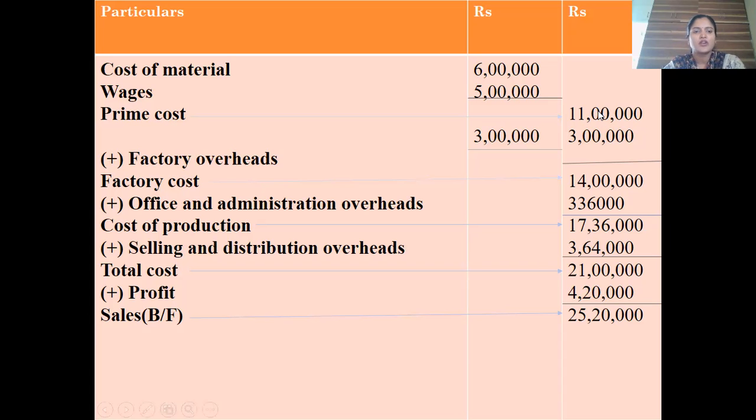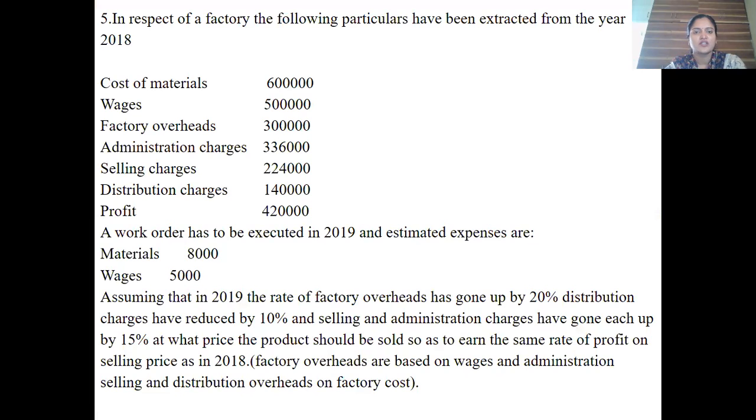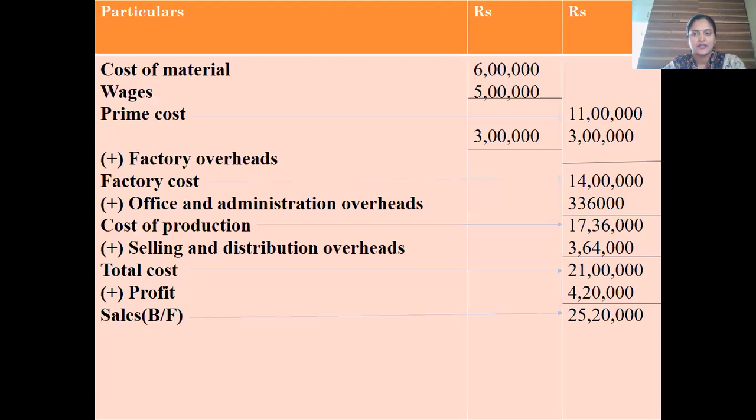So this is what we call the factory cost. And they have given the administration charges, that is 3 lakh 36,000. Take that here. So office and administration overheads is 3 lakh 36,000. So 14 lakhs plus 3 lakh 36,000 is 17 lakhs 36,000 you are going to get. That is what we call the cost of production.